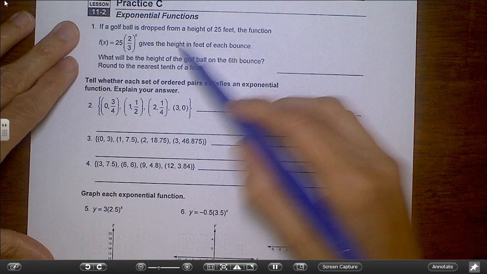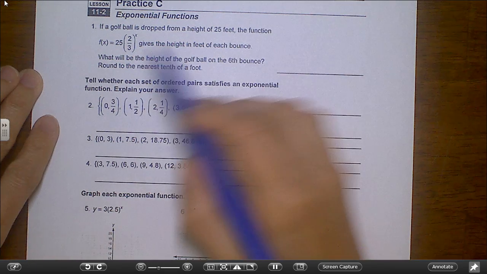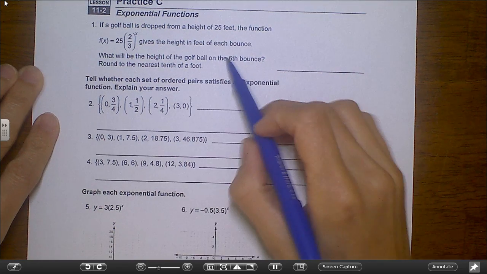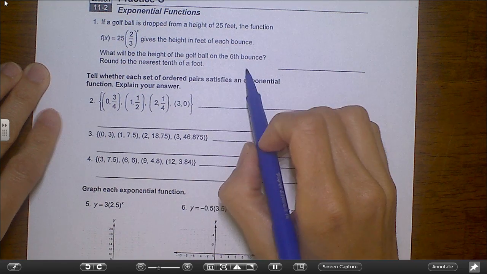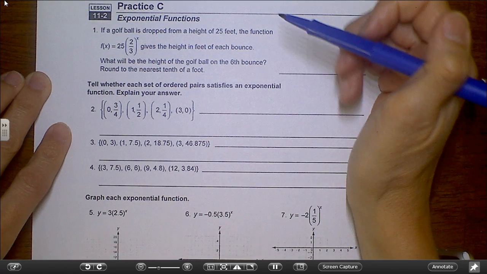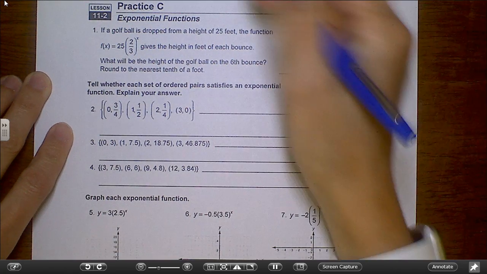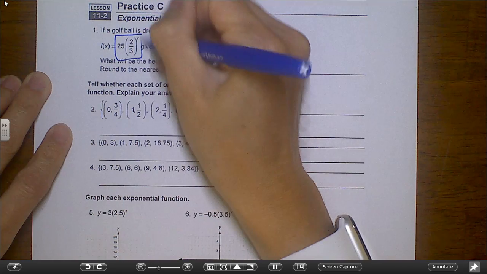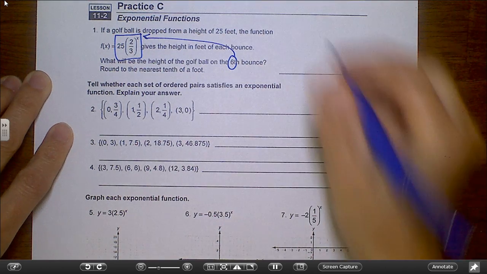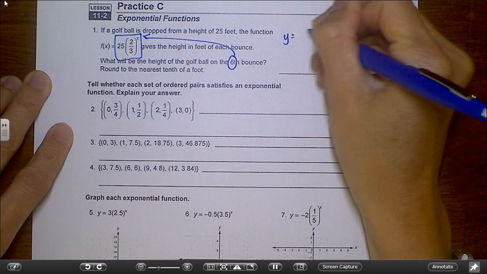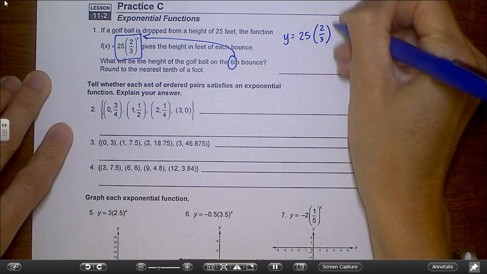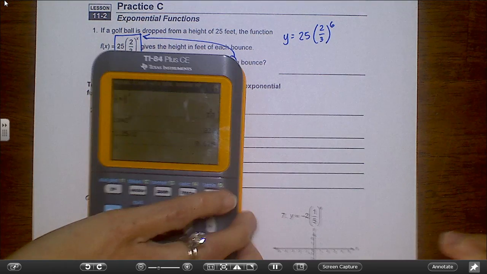So if a golf ball is dropped from a height of 25 feet, the function f of x equals 25 times 2/3 to the x gives a height in feet of each bounce. What will the height of the golf ball be on the 6th bounce? Well, this is a perfect example of a word problem having entirely too many words. So it wants you to evaluate it at x equals 6, right? So y equals 25 times 2/3 to the 6th. So that's all you have to do there.